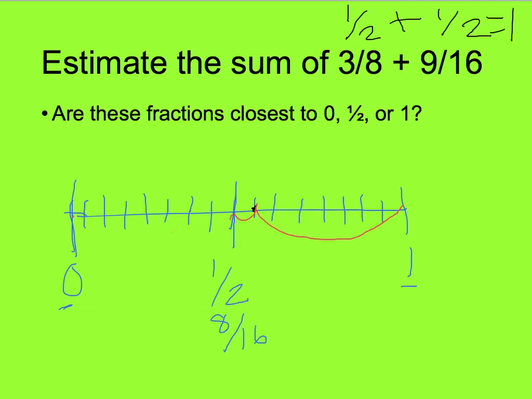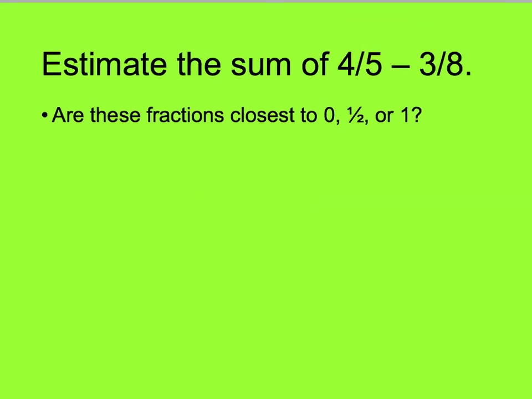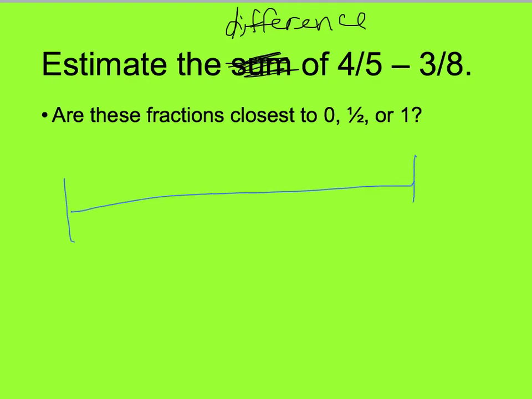Let's take a look at another problem using subtraction. All right, so here we are estimating the difference. I apparently forgot to change that word, because when we were finding the answer to a subtraction problem, we're finding the difference of 4/5 minus 3/8. So again, like we did last time, I'm going to create a number line and plot these two fractions to figure out if they're closest to 0, 1/2, or 1. Because they're both proper fractions, I know that they're going to be between 0 and 1, because all proper fractions are less than 1. It represents a part of a whole.